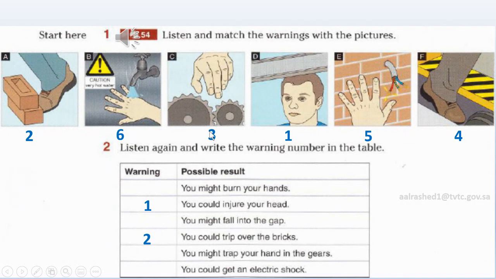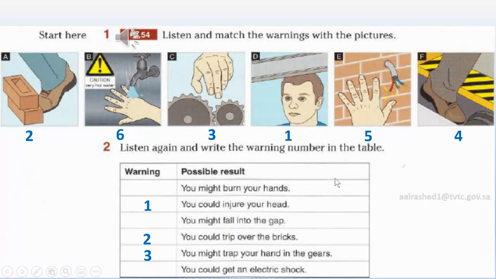Okay, number three. These are gears. So this is the answer. You might get trapped. What do you mean by trap? Trap, you're stuck in a position, either you or your limbs or hands, for instance, and you will not be able to move it. So this is a trap. For example, a kid went to a room and locked himself in. Then he is trapped in this room. He won't be able to get out without the authorities coming to rescue him.